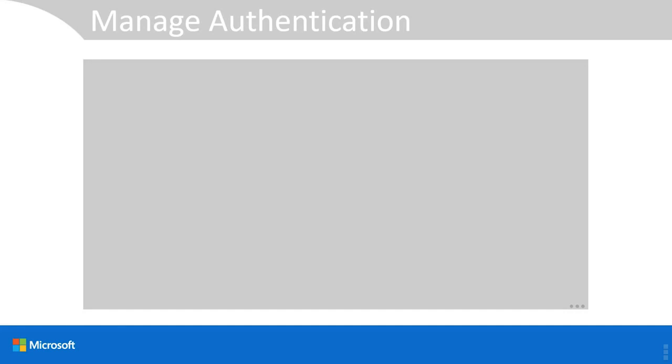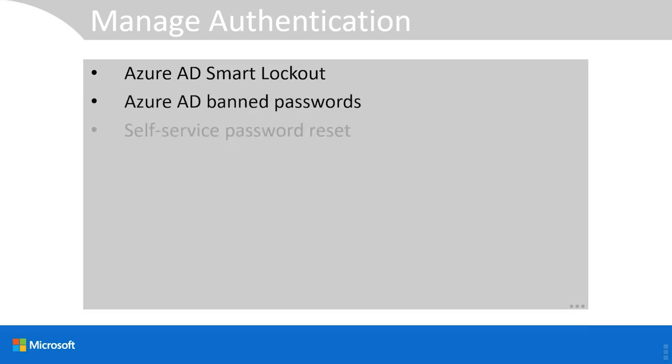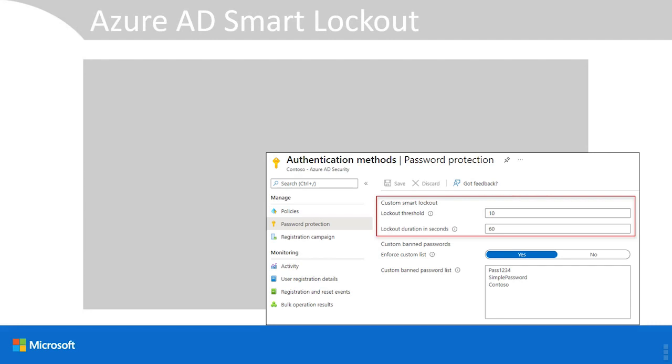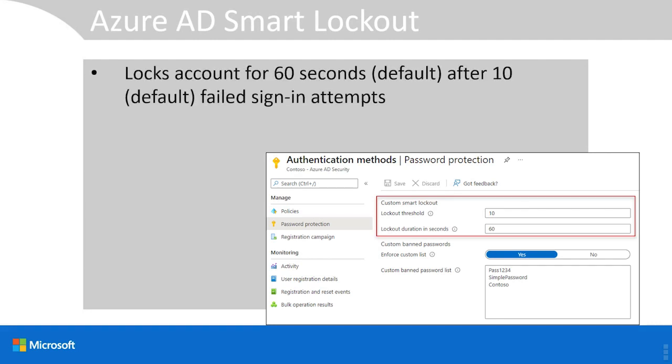Let's look at a few more features you can configure when managing authentication. Azure AD Smart Lockout, Azure AD Banned Passwords, Self-Service Password Reset, Passwordless Phone Sign-On, and Certificate-Based Azure AD Authentication. Azure Active Directory Smart Lockout helps protect against brute force style password attacks by locking the account after a configurable number of failed sign-in attempts. The defaults are to lock it for 60 seconds after 10 failed attempts. This is all configured via the Azure AD Admin Center.